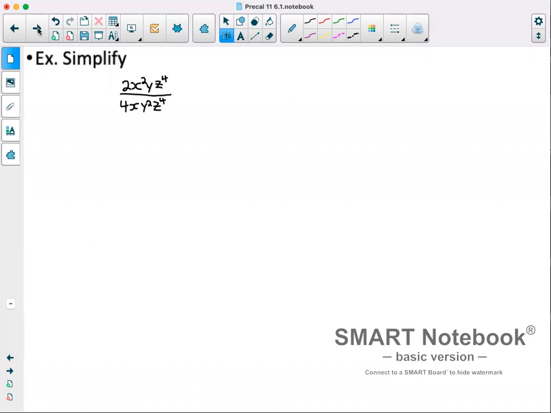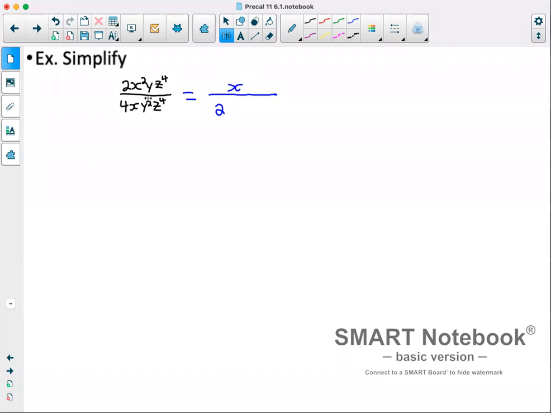So we'll want to simplify, and we have 2x squared y z to the 4 over 4x y squared z to the 4. So first off, we'll reduce the numbers. So 2 over 4 reduces to 1 over 2. So we'll just put a 2 in our denominator for now. If we need to later, we'll put a 1 in our numerator. Then we've got x squared divided by x. So x squared divided by x is x, so we'll put that in our numerator.